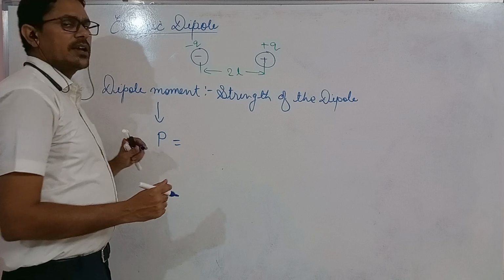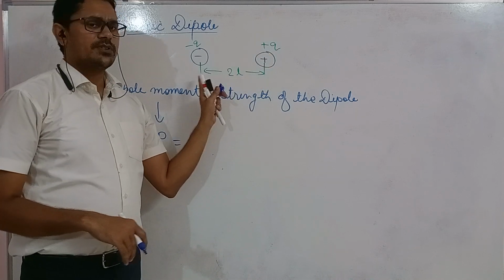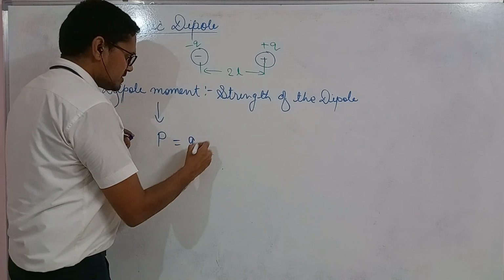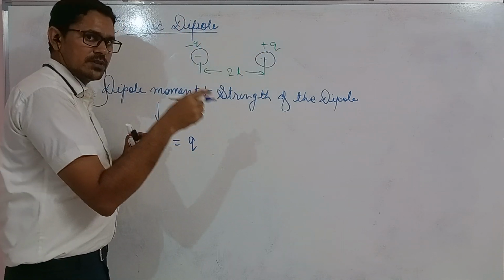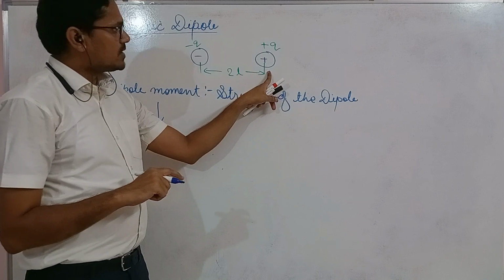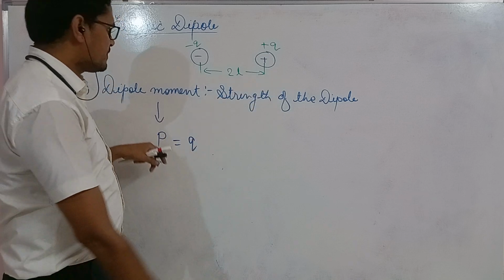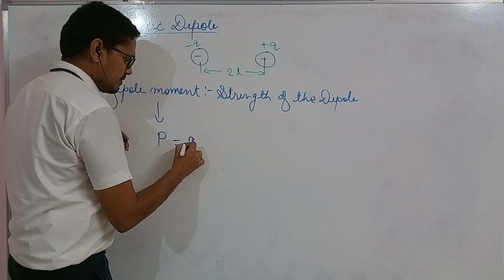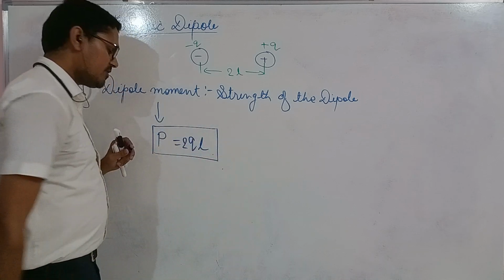The magnitude of this dipole moment would be the charge multiplied by the distance between the two opposite charge particles. Let us say Q is the charge here. Whenever the dipole is found, it will be made of equal and opposite charge particles, so the amount of charge would be the same, but they will be opposite in nature. So I am keeping Q as the charge and the distance between them is taken 2L. So this is the magnitude of the dipole moment we have.